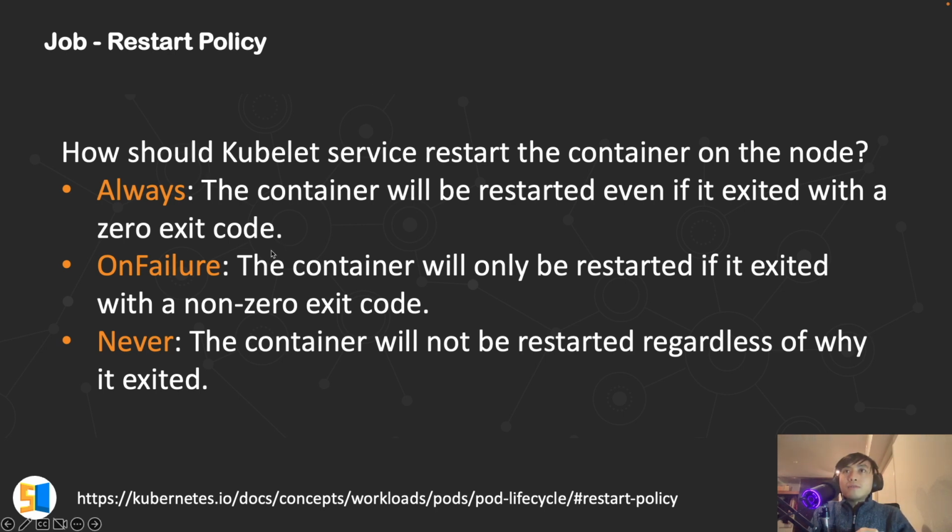The second one is OnFailure, which means the container will only be restarted if it exited with a non-zero exit code. And the third one is Never. The container will not be restarted regardless of why it exited. So it gives you options for the behavior of your job, or in this case your cron jobs. What happens if your application returns an error or not? Should we try to restart or not, right? You should choose based on your own requirements.